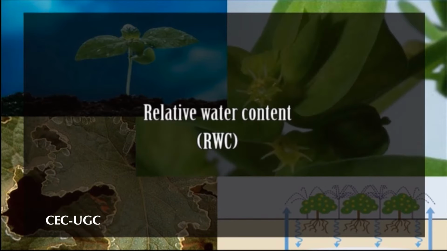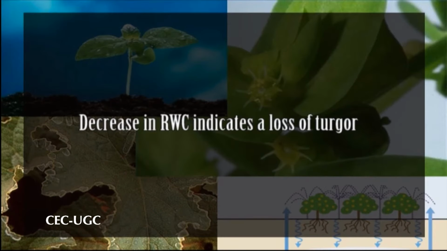It has been reported that salt treatment causes a significant decrease in relative water content, RWC, in sugar beet varieties. Decrease in RWC indicates a loss of turgor that results in limited water availability for cell extension processes.